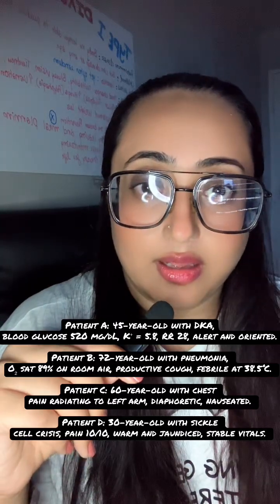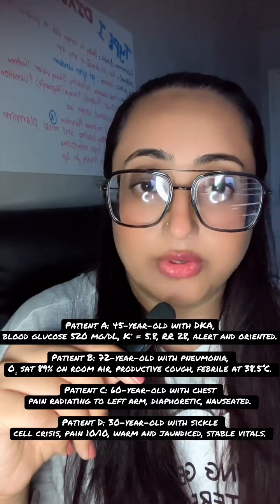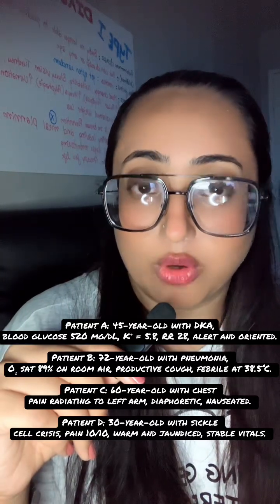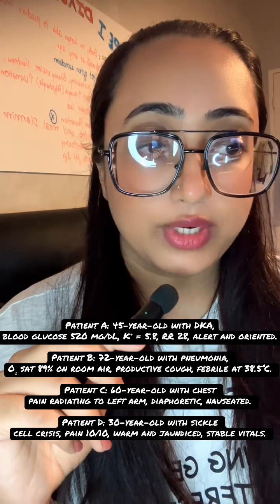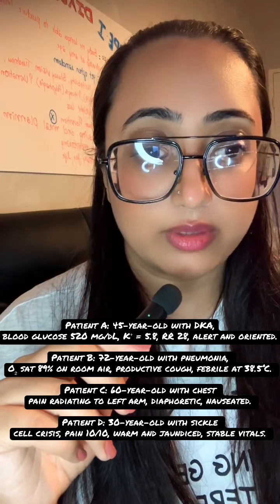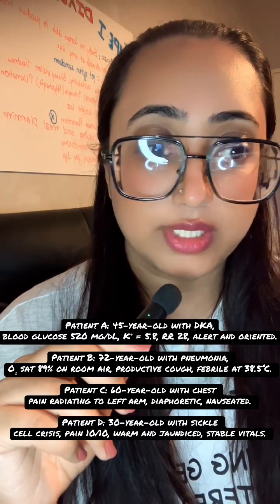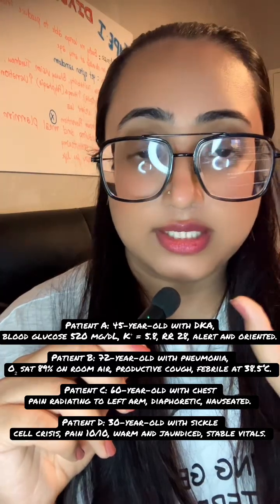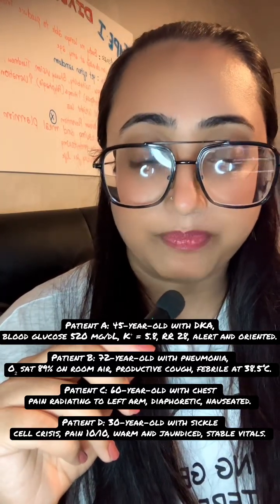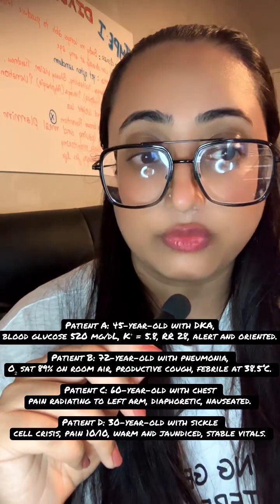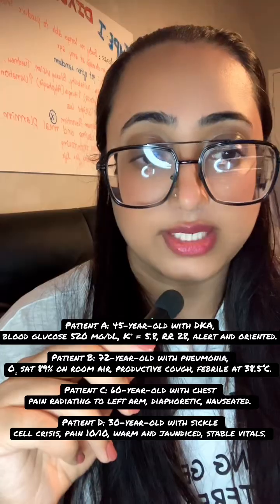And we want to look for diagnosis. We want to pay more attention to the modifying phrase. So if I want to explain what a modifying phrase is, if we go back to the same example, which is 45-year-old male, DKA, blood glucose 520, potassium 5.8, respiratory rate 28, alert and oriented. The modifying phrase is the last phrase, which is alert and oriented, or if it says disoriented or confused, right? So that's the modifying phrase, and we want to pay more attention to those modifying phrases.